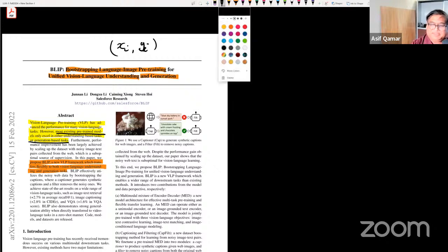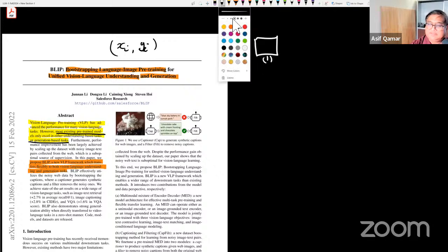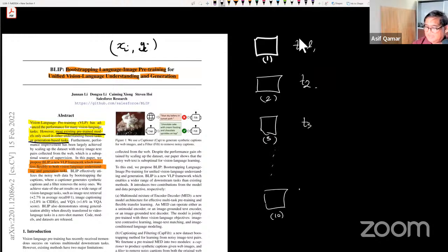So let me mention this. Let us say that you have a data set, right? You have an image one, and you have a caption text one. You have an image two, you have a caption text two. You have an image three, and you have a caption T3. And let's say that you have image 10 and you have caption 10, right? And you have caption 9, text 9. Suppose you have this situation. Let us say that there are errors in this and this.